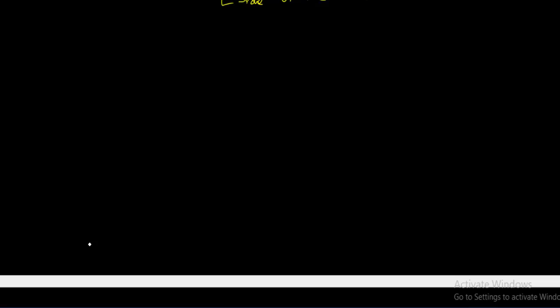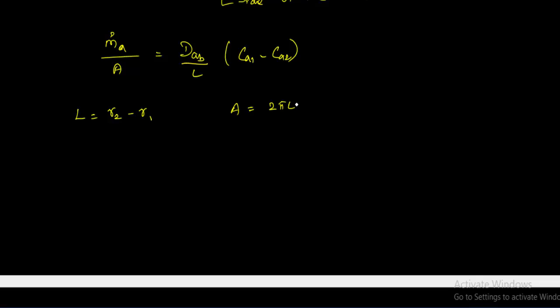So the oxygen is diffused through the tube wall and escapes to the atmosphere. Now if you find out the molar flux per meter squared, then that will be the diffusion rate. The molar flux formula, you know that, m dot A divided by capital A equal to D_AB divided by L into C_A1 minus C_A2. Here the tube is in the form of a cylinder. So for a cylinder, L equal to R2 minus R1 and the area equal to 2 pi L into R2 minus R1 divided by ln R2 divided by R1.